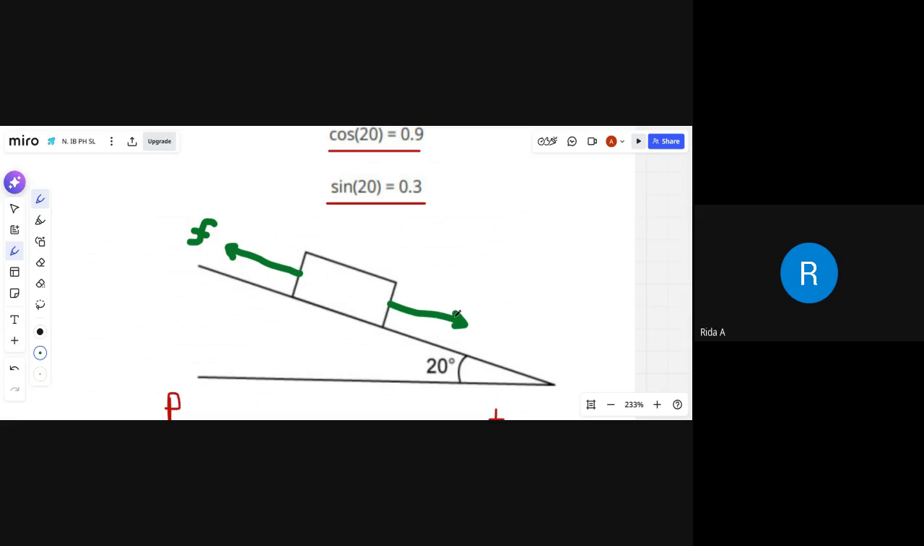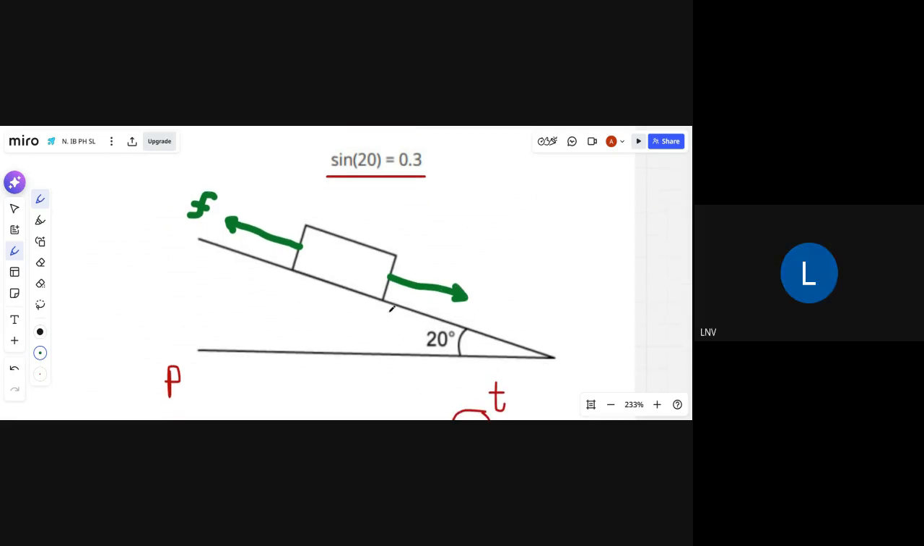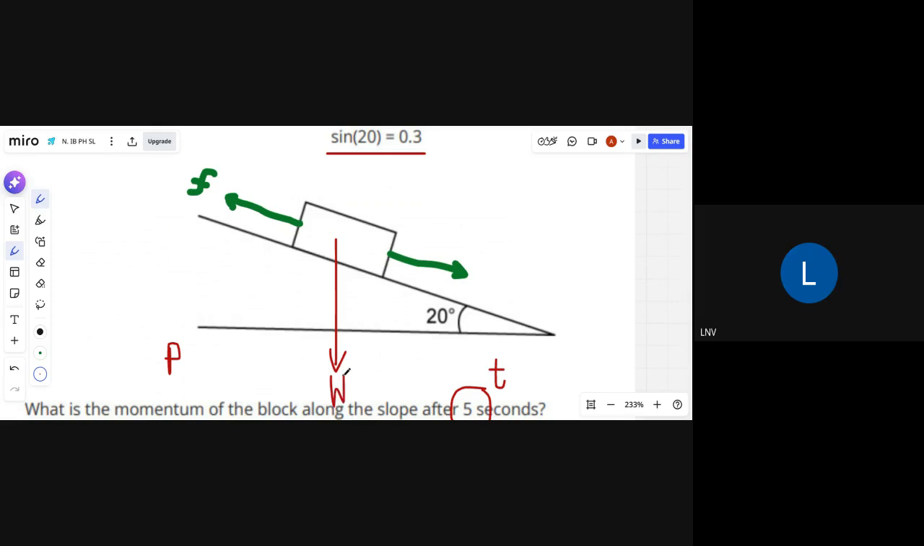You're not pushing it. So what do you think? Where does this come from? Horizontal weight force. Excellent. Perfect. I would say we should probably find that first. So if weight equals the mass, what was the mass?